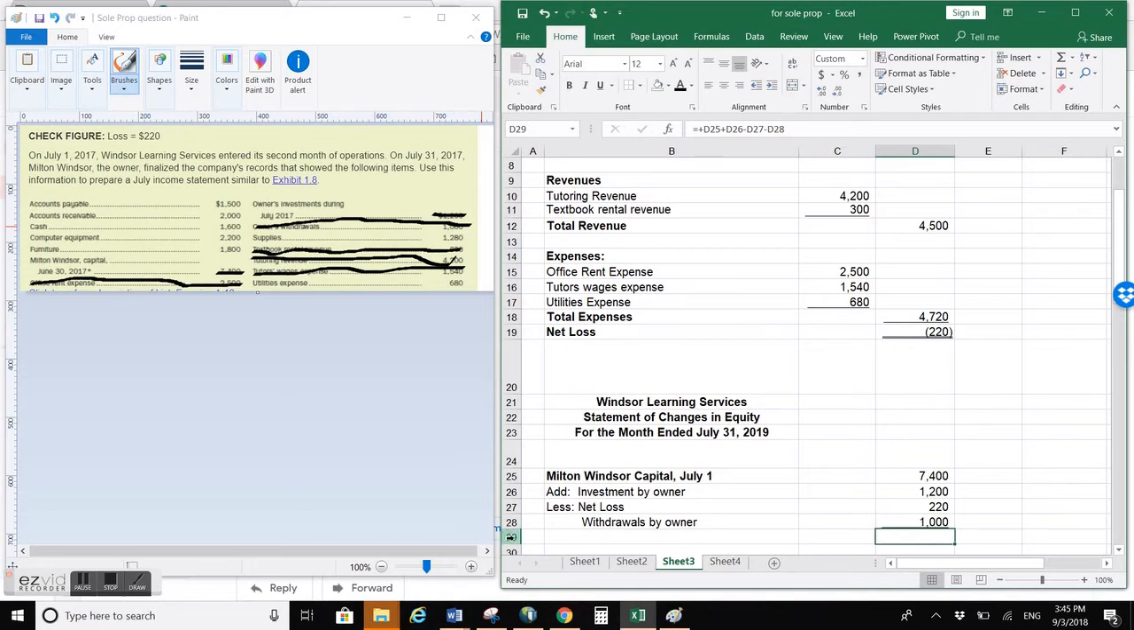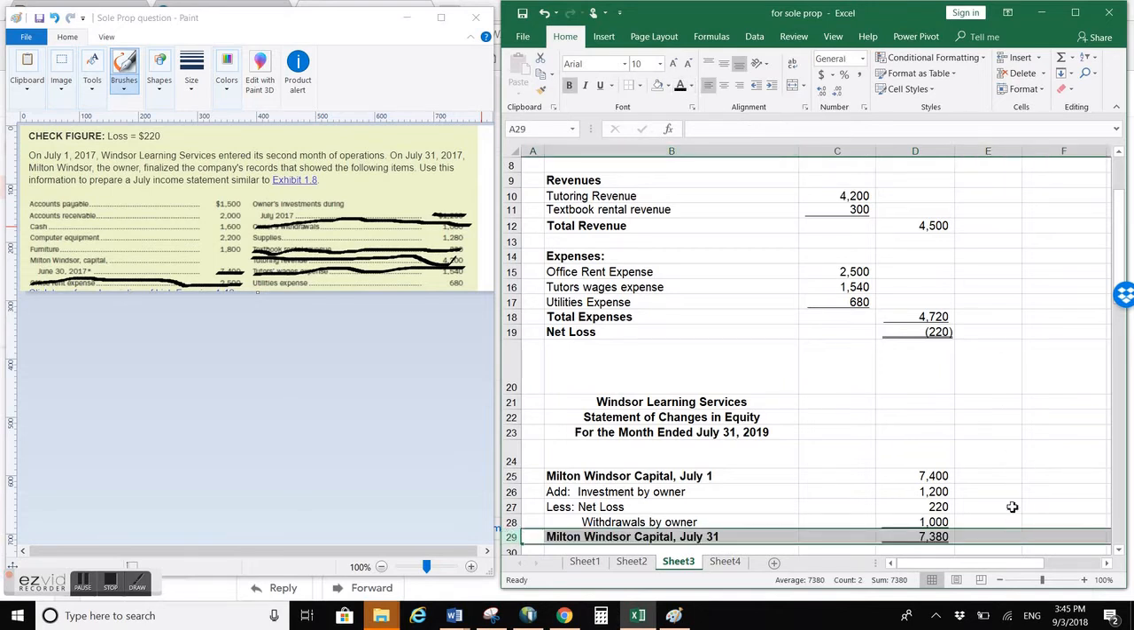So at the end of the month, once you take all those things into account, the equity at the end of the month is $7,380.